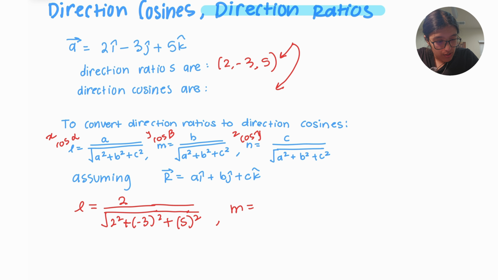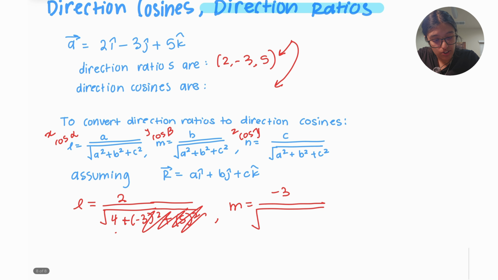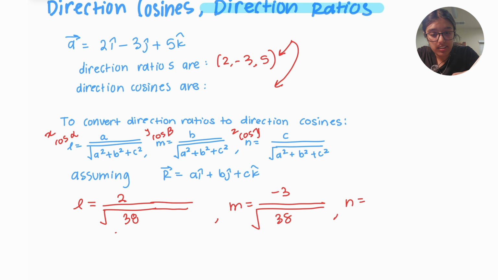M is equal to B over the square root of the magnitude, and B is negative 3. Honestly, I'm just going to simplify this because the denominator is the same for L, M, and N, which is just 38. So I'm going to say square root 38, and then N is equal to C. C is that 5 over here, so 5 over square root 38. And from there, we have found our direction cosines.